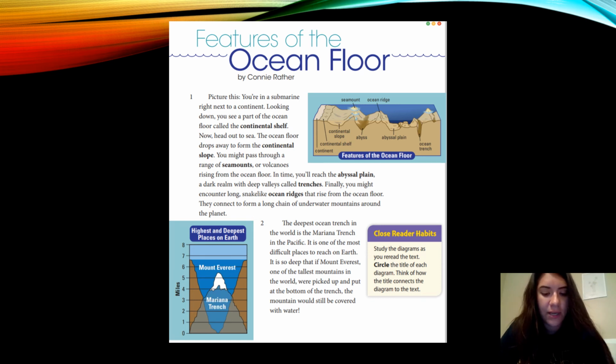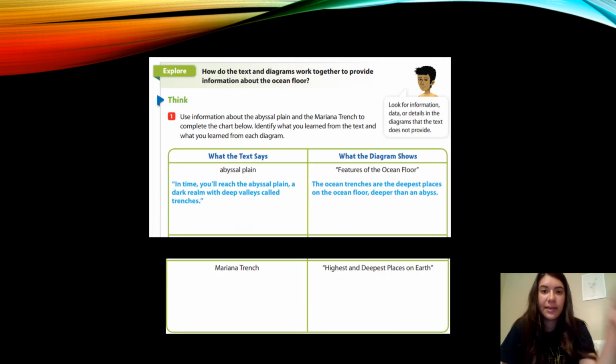I see the features of the ocean floor, including the abyssal plain and one of its trenches. I see that the ocean trench is the deepest part of the ocean floor. I'm going to write that in column 2 of my chart because it explains what the text is saying. I provided the answers up top that I just explained verbally, and now we're going to work on the Mariana Trench, the text, and also the picture titled Highest and Deepest Places on Earth.